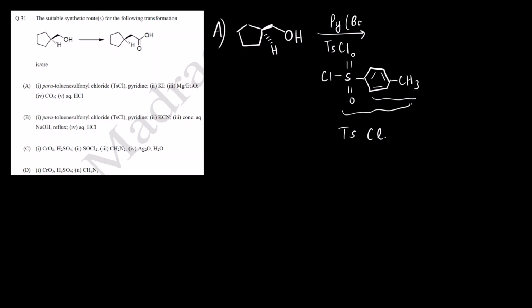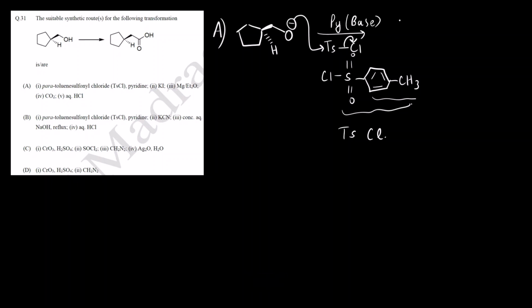It is a base. It is a good base. So what does pyridine do? This is the structure of pyridine. It has this lone pair which can abstract acidic protons. So it will abstract this hydrogen and will get an alkoxide, O minus, and this will undergo a substitution reaction. This will attack the tosyl group and Cl will go away as a good leaving group.